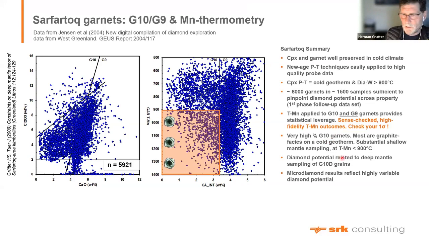Look at the signal over here. Most of them are graphite facies on a cold geotherm. And there has been substantial shallow mantle sampling at temperatures less than 900 degrees centigrade. The diamond potential is related to the deep mantle sampling of G10D grains, these ones over there. And the microdiamond results reflect the highly variable diamond potential. So that's something that John Gurney teaches everybody, or used to teach everybody. Indicator mineral chemistry needs to be sense checked against the actual diamond result. These days, we use microdiamonds for that purpose.